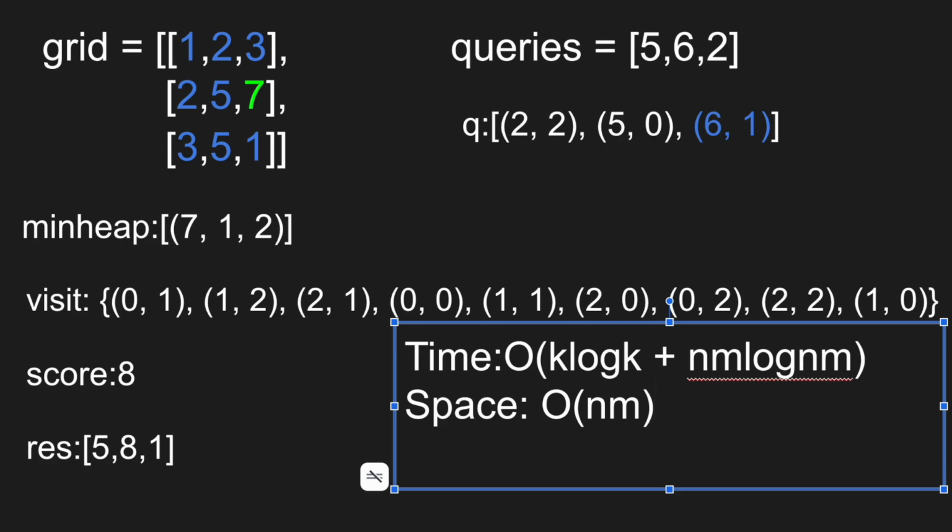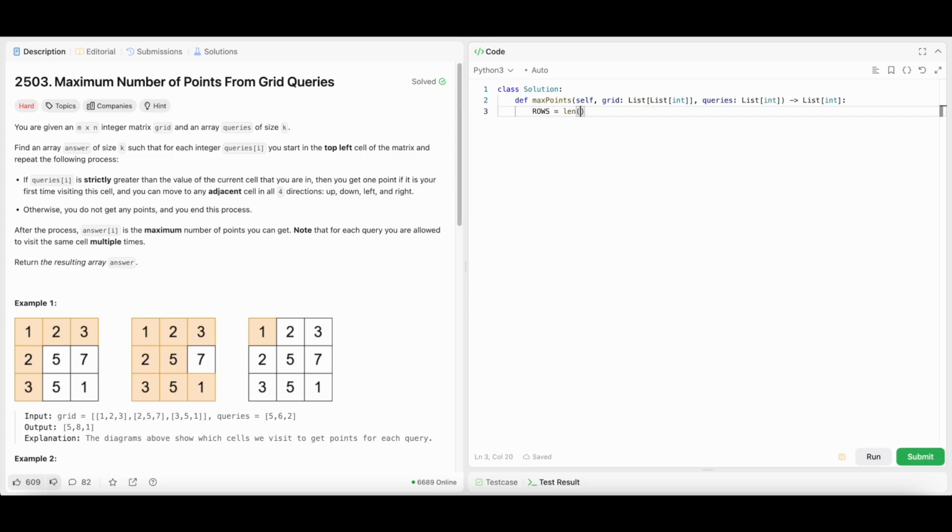So now let's get to the coding part. First we'll set up rows to the length of grid and columns to the length of grid 0. So that will be the length of columns. And we will make our queue array. So it will be ni for index and number in enumerate queries. So we'll call it Q, and then we will sort it. So Q.sort.